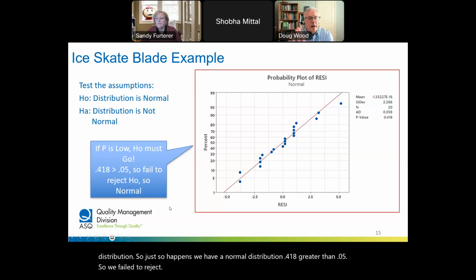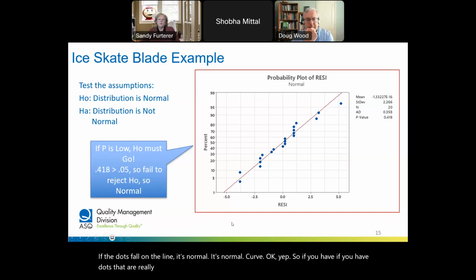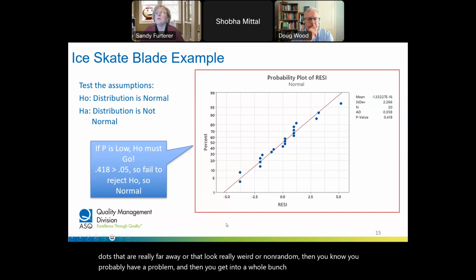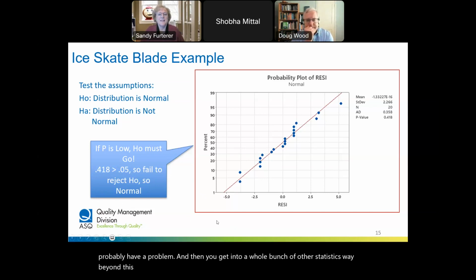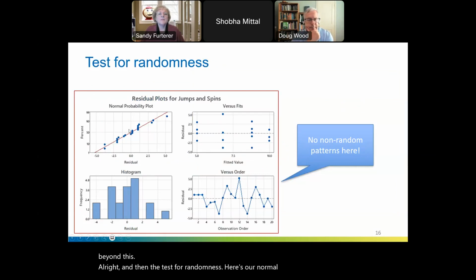On this probability plot, if the dots fall on the line, it's normal. It's a normal curve. If you have dots that are really far away or that look really weird or non-random, then you probably have a problem, and then you get into a whole bunch of other statistics way beyond this. And then the test for randomness: here's our normal probability plot up in the left again.